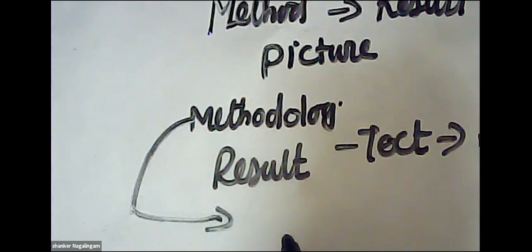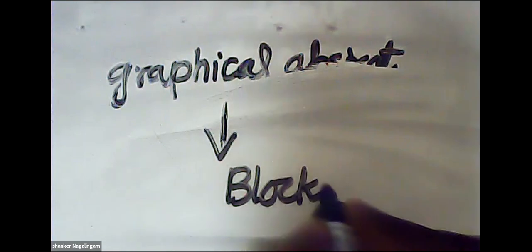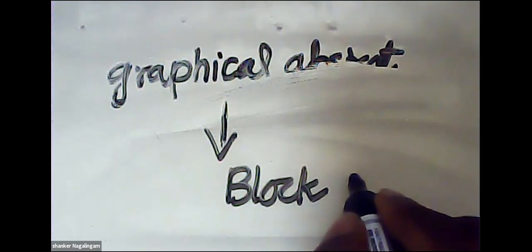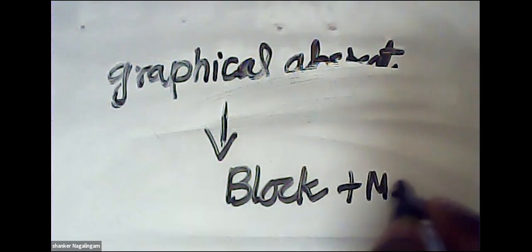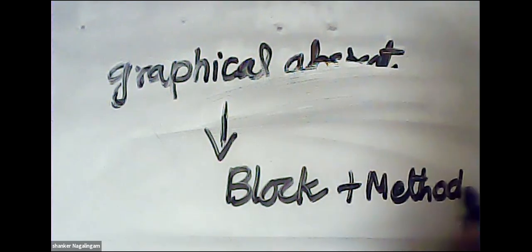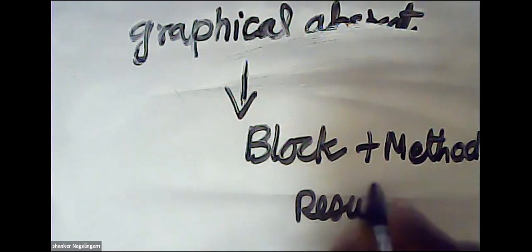A graphical abstract can also be a block diagram. It can be represented in the form of a block, and you can give it in a very beautiful way. No doubt in that, but that block should contain your methodology and result. That block should contain your methodology and result. That is very important.